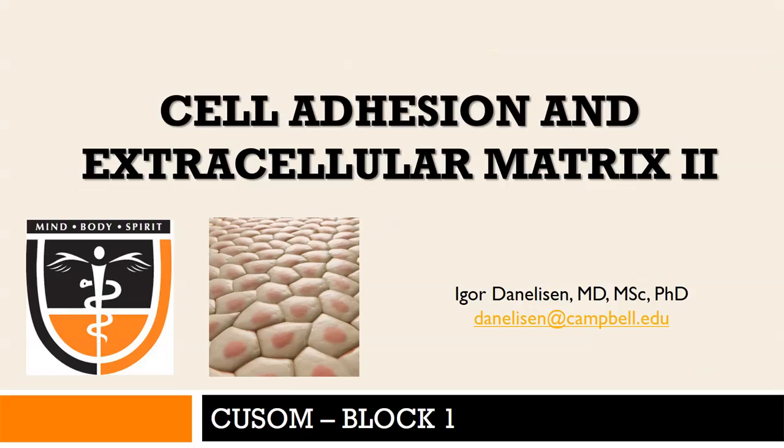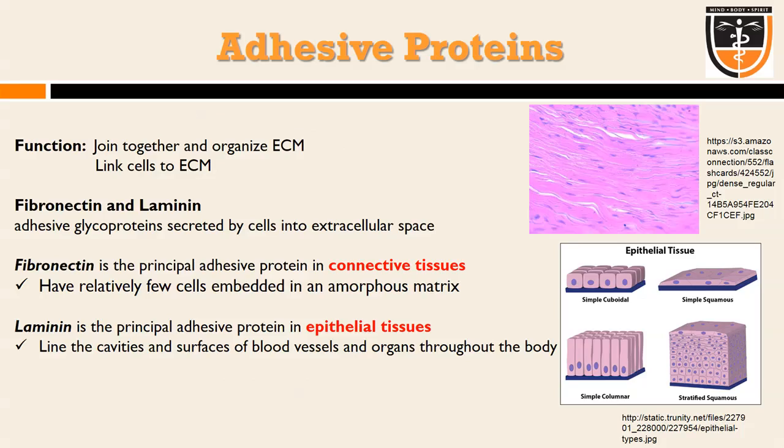So now we're going to continue again talking about the glue that holds cells together in the tissue. These are known as adhesive proteins. They're the ones who ensure that all the structures in extracellular matrix are connected, and also that cells are connected to extracellular matrix. So they link together and organize extracellular matrix, and also they link cells to extracellular matrix. And we're going to talk about two important members of this family. One is fibronectin, another one is laminin.